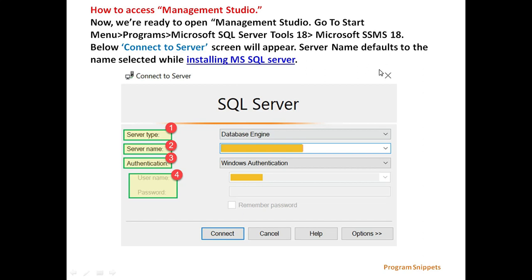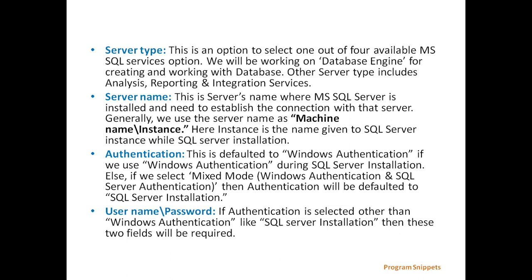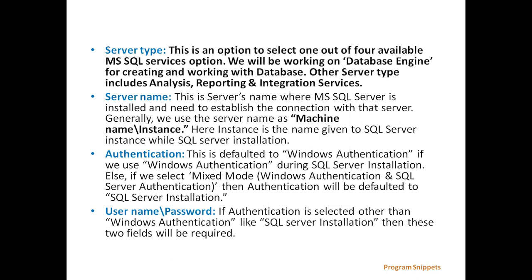Server name defaults to the name selected while installing the MS SQL Server. Here Server type is an option to select one out of 4 available MS SQL service options. We will be working on database engine for creating and working with database. Other server types include analysis, reporting and integration services.